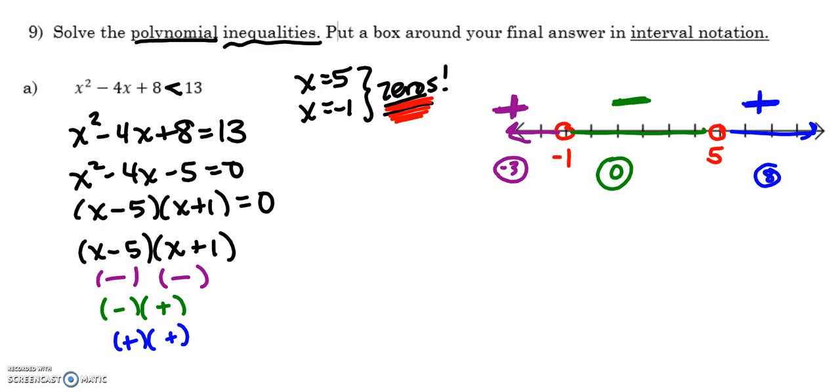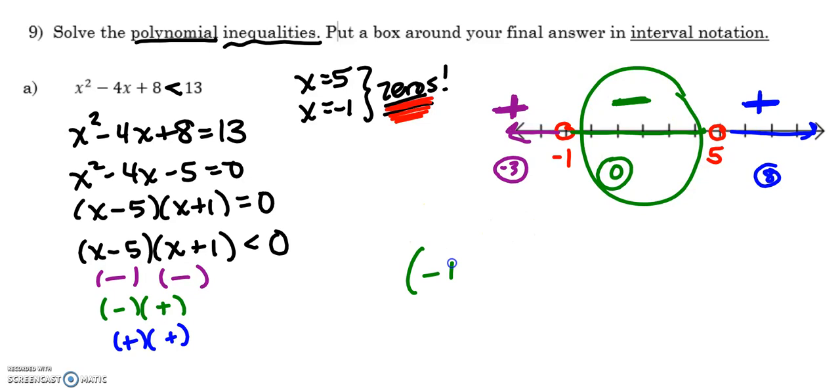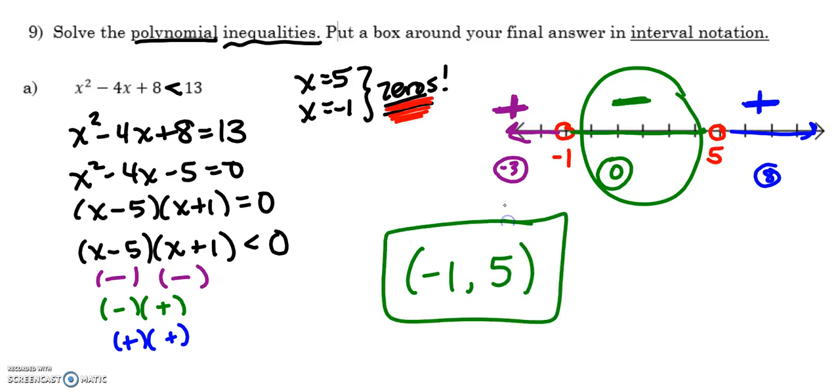Well, I wanted numbers that were less than the 13 that I started with, which means I ultimately want to know where this thing is less than 0. Numbers by definition that are less than 0 are going to be this set of negative numbers. So my answer is going to be negative 1 to 5. It's an interval in which if I pick any number from that interval that's in green and plug it back into the original, I should end up with a true mathematical statement.